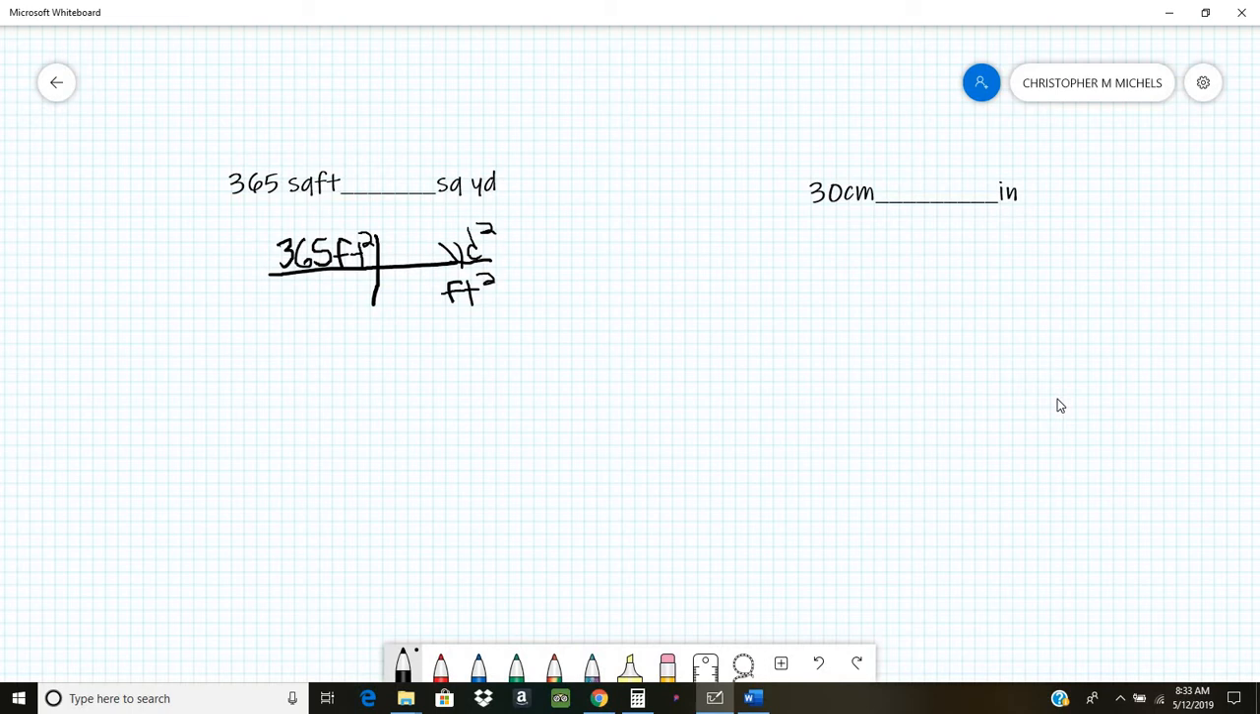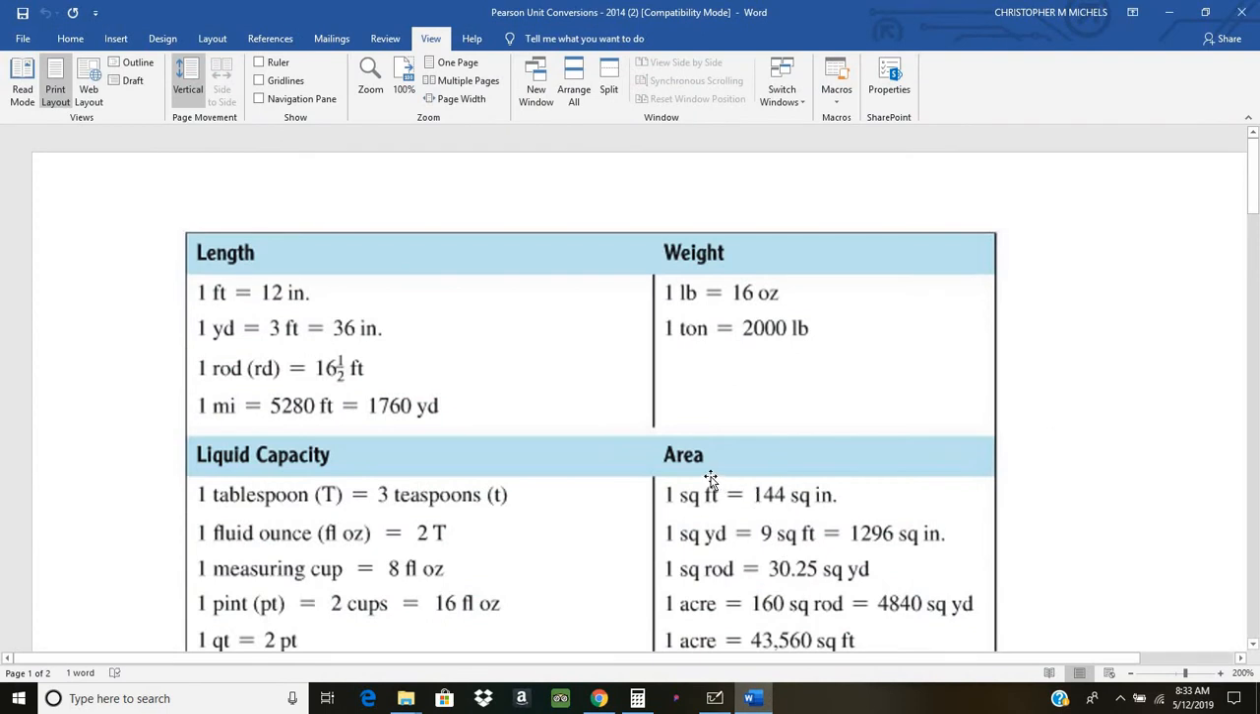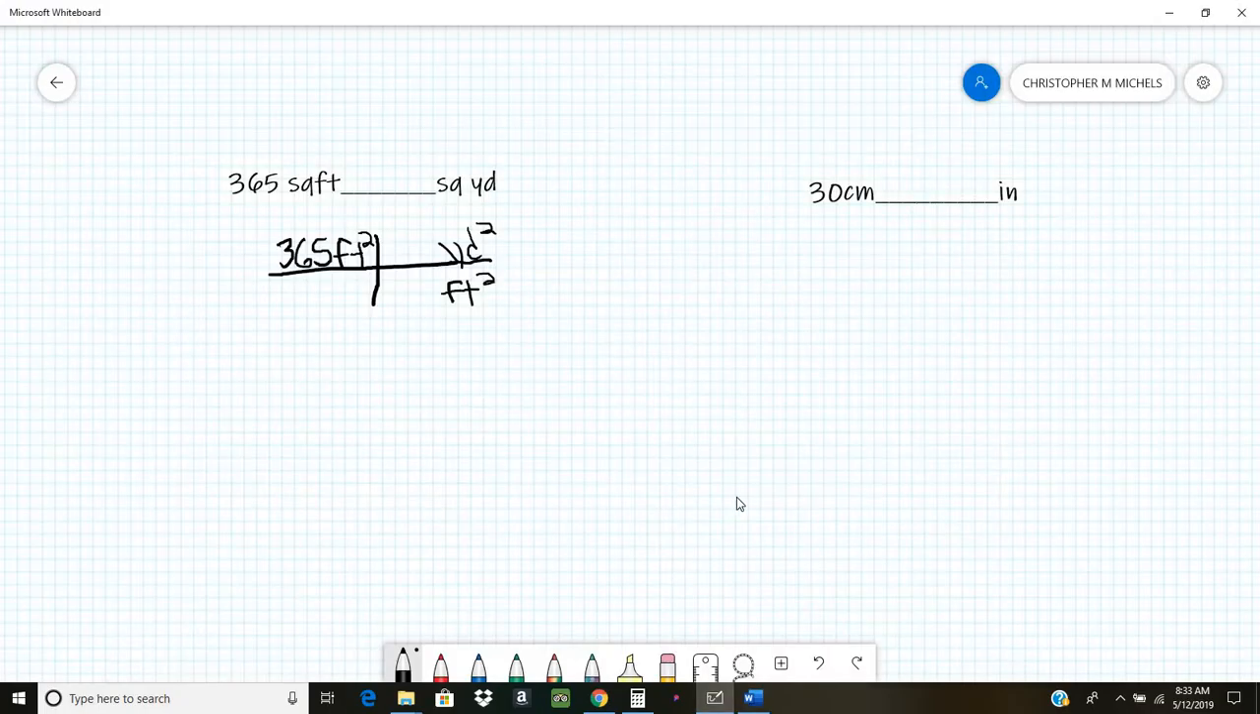So right here, you go to your chart and look for the conversion from square yards to square feet. We're in the area section. So 1 square yard is 9 square feet, not 1 to 3, because we're in square units now. So let's fill that in. Now to get my answer, square feet crosses out square feet, right? They're diagonal from each other, so we divide. We take 365 and divide that by 9. Let's see what number that is.